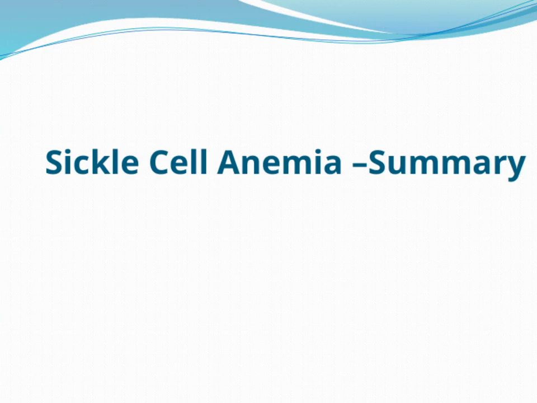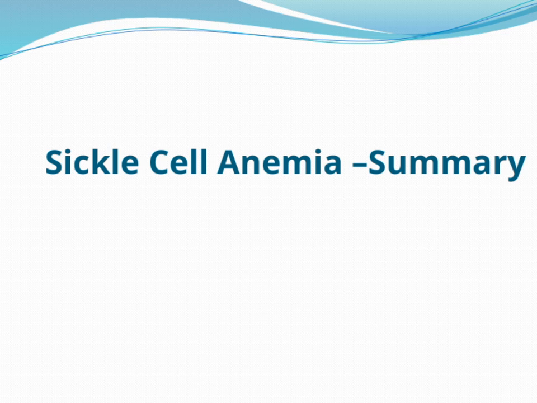Let's wrap up with a quick summary of sickle cell anemia. This condition is a good example of how genetic factors can significantly impact health. We've seen how the abnormal hemoglobin causes the red blood cells to become sickle-shaped, which leads to blockages in blood flow and causes pain and organ damage. It's important to remember that this disease primarily affects individuals of African, Mediterranean, Middle Eastern, and Indian ancestry. Understanding the pathology helps us appreciate the importance of early diagnosis and management strategies.